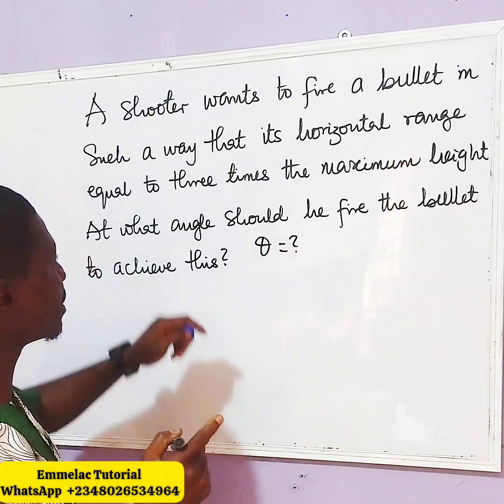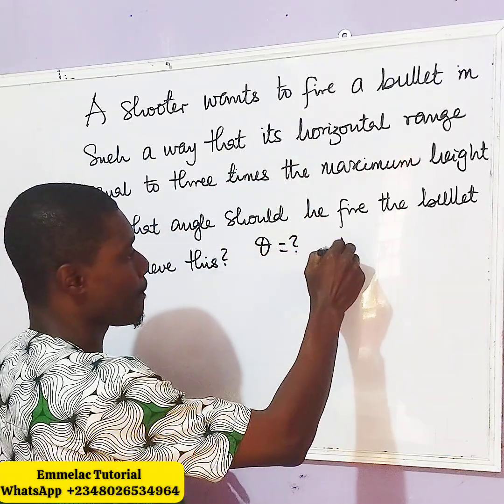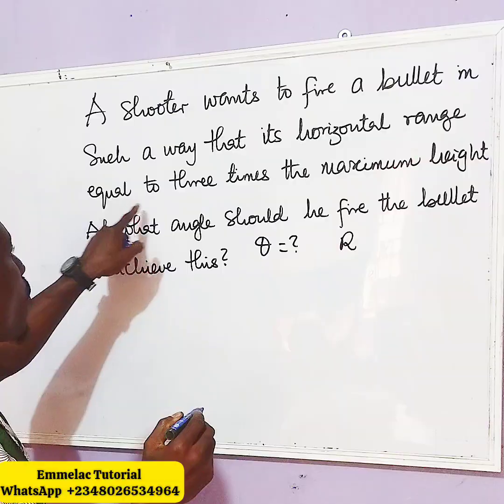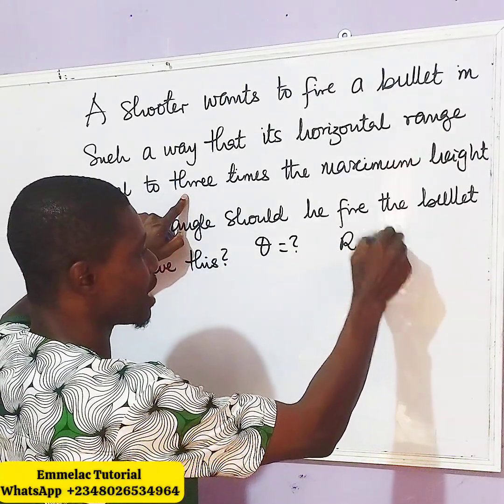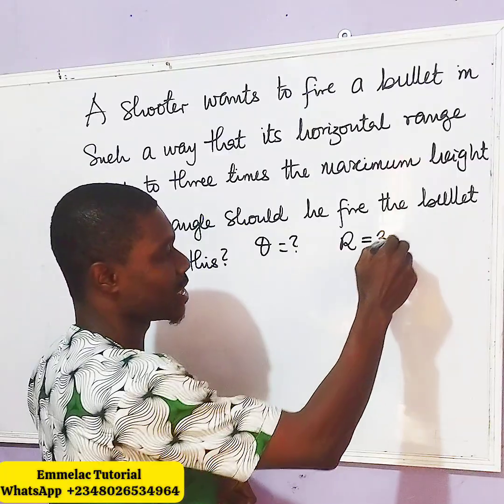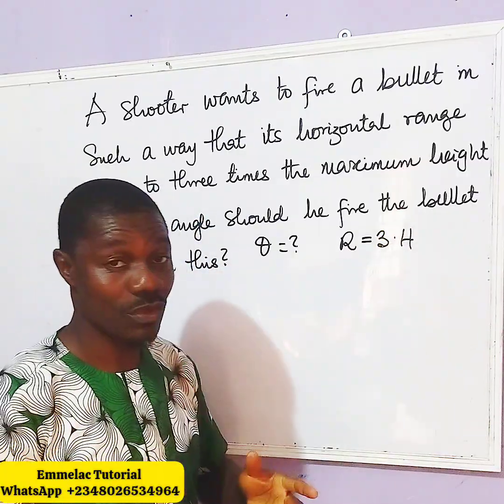However, we are told that the horizontal range, which is R, equals 3 times the maximum height, H. So this is just the interpretation of the question.